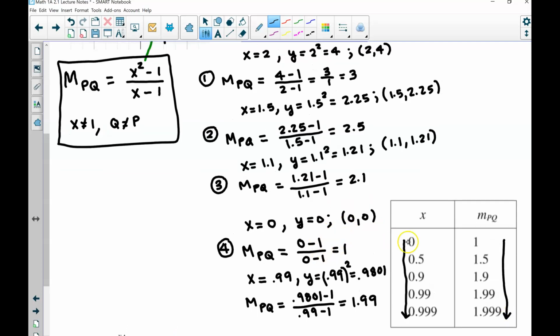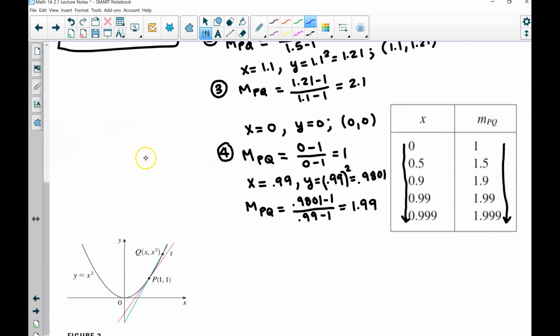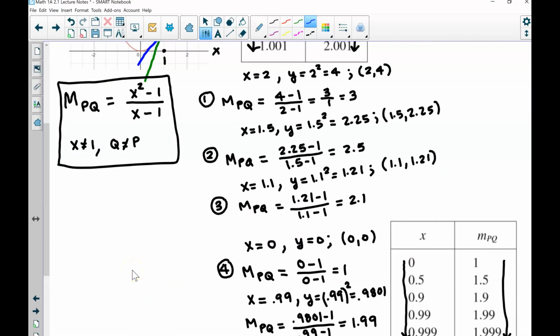So what that means is that we want to find a line that touches the graph once. Remember, when it touches the graph once, that tells us it's tangent. So what we've determined from making our tables is that our slope is equal to 2. By looking at those two tables, it's approaching 2.